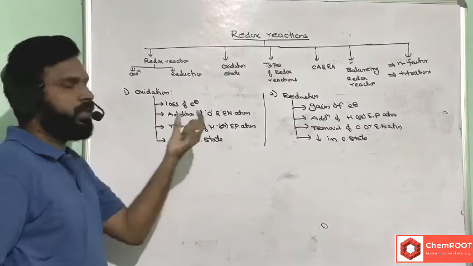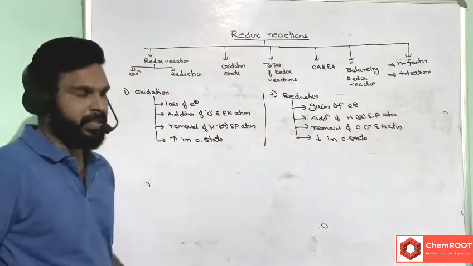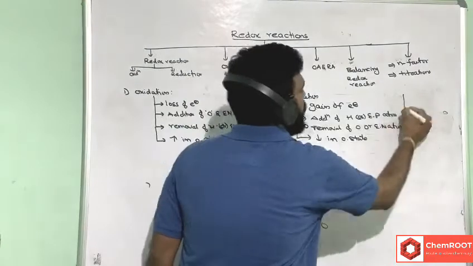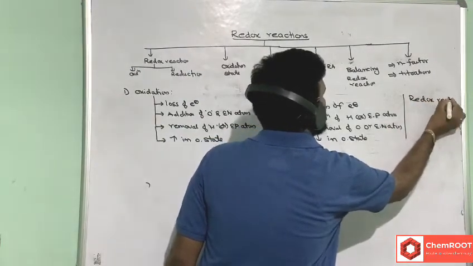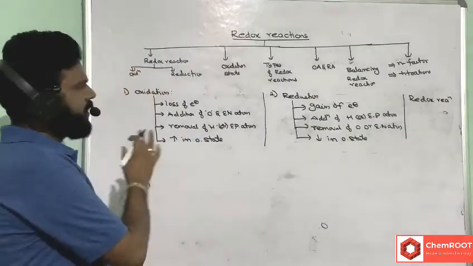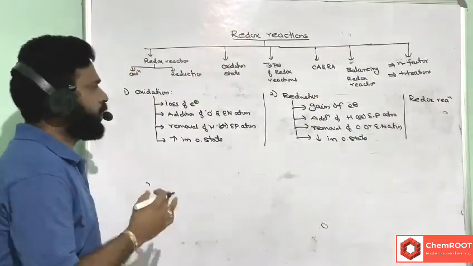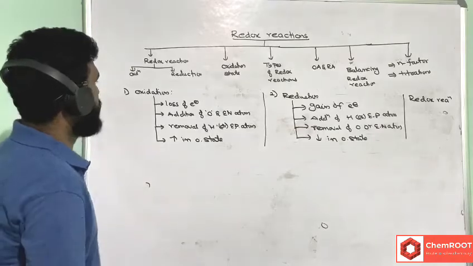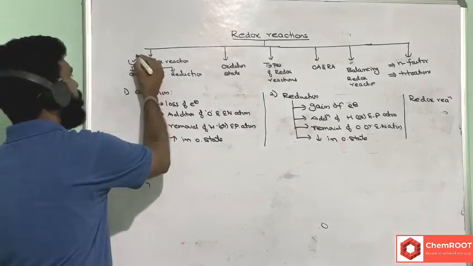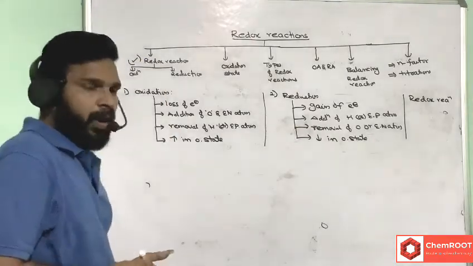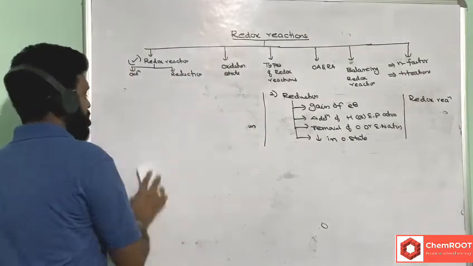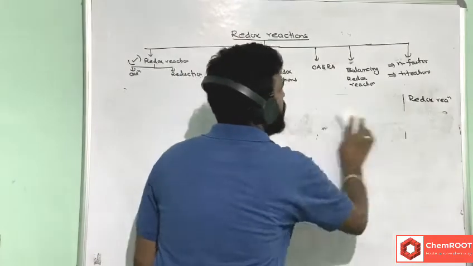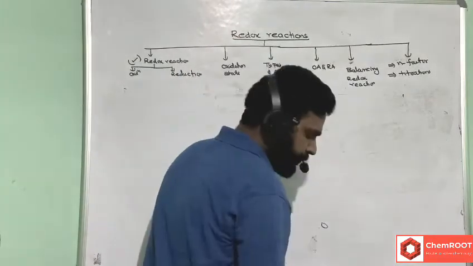If both oxidation and reduction occur simultaneously, then we call it a redox reaction. So these are the basic definitions for oxidation, reduction, and redox reactions. Next, we have to find the oxidation state. What are the rules to find the oxidation state? We'll go through them one by one.